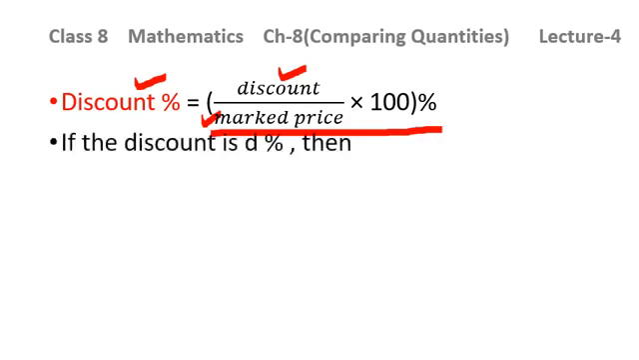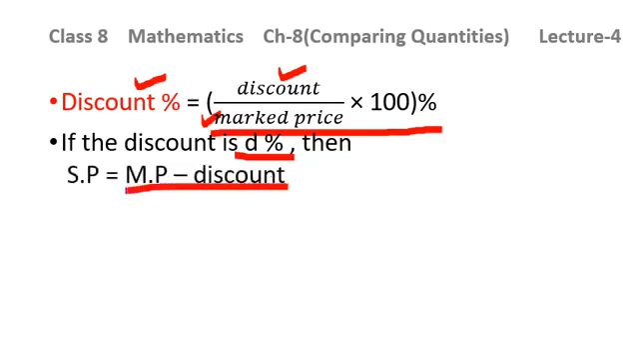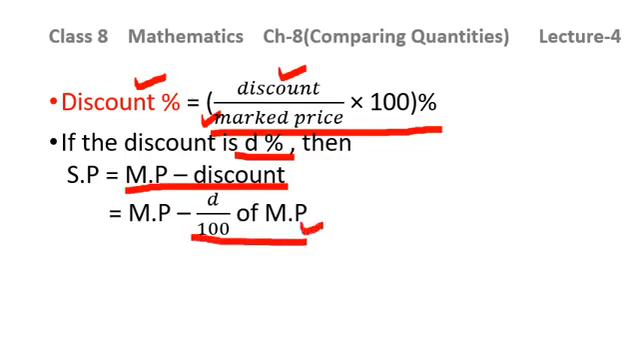And then suppose discount is given to you as D%. Let us see which formula you will be using to find SP. SP, we know, is MP minus discount. We have seen in the previous slide that SP is equal to MP minus discount. Then MP minus, as discount is given to you in percentage, it will be D over 100 of MP, as it is always calculated on MP, so it will be D by 100 of MP.